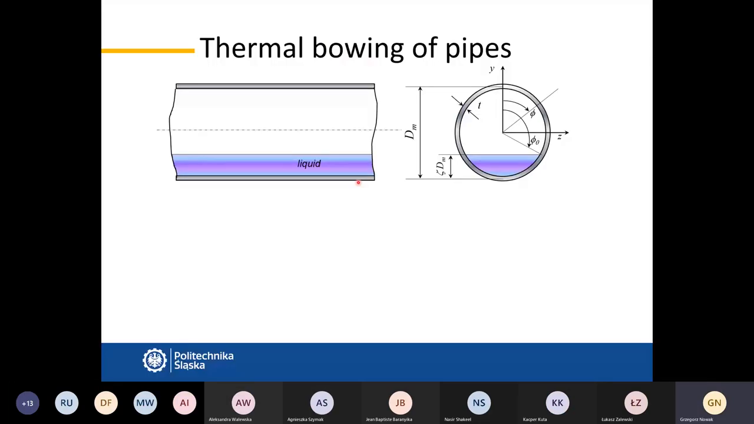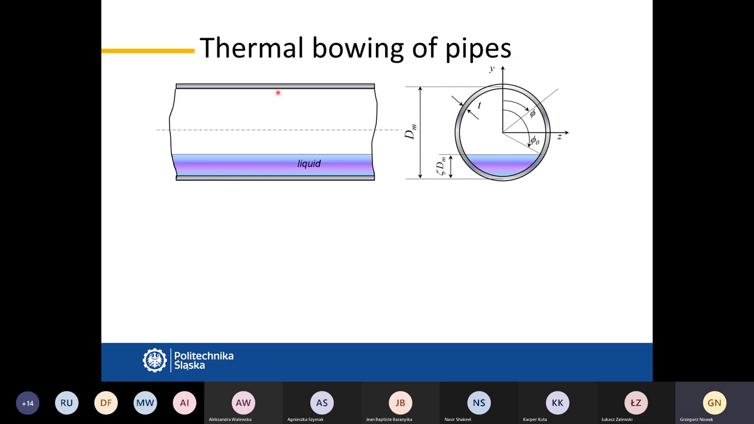But with vapor, heat conduction is much, much lower. So a huge temperature difference can, in such situations, occur. So we will look at first at such problems where we have a piece of pipeline.